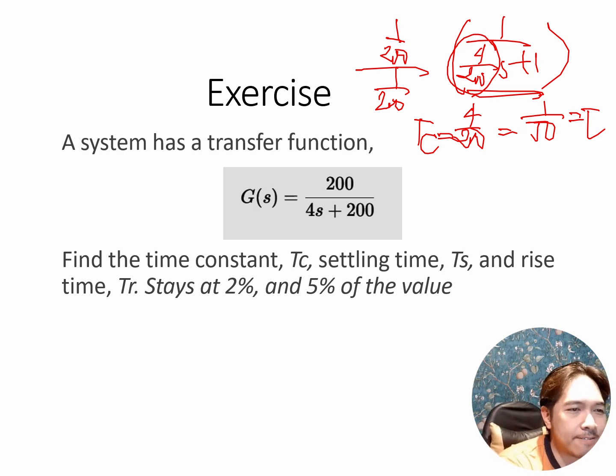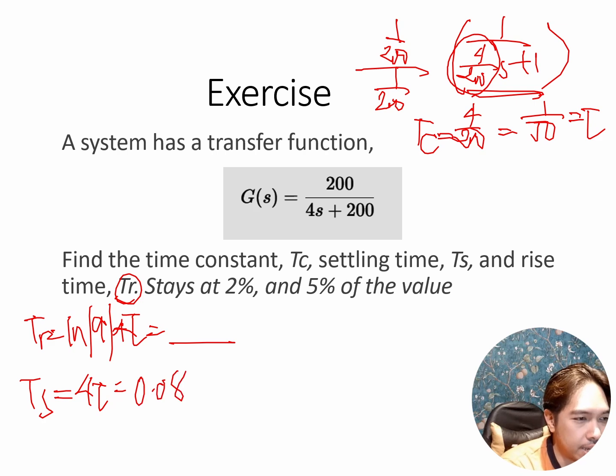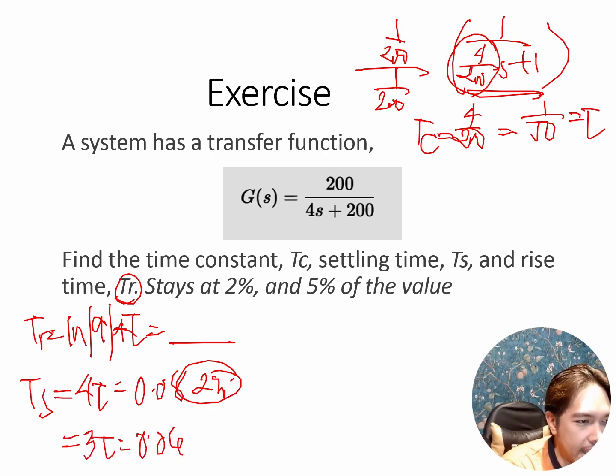Now that we have tau, we can solve for our rise time TR. TR equals ln of 9 multiplied by tau, which leads to the same answer as the previous example. So just calculate it. And for settling time TS: at 2%, we have 4 times tau, so that would be 0.08. And we have 3 tau equal to 0.06 at 5%.